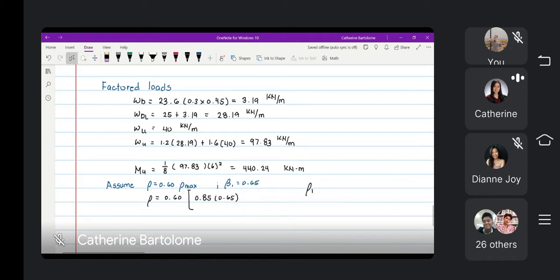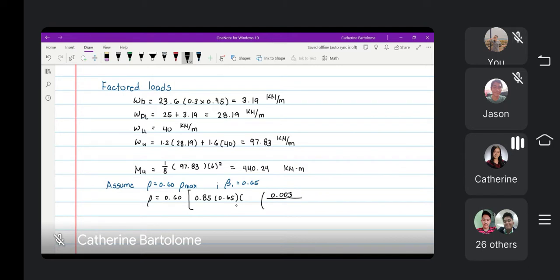What's the formula of rho max? 0.85 beta 1 fc prime over fy, right? Okay, correct. Fy is 415. So your fc prime is 56 over 415, times 0.003. Okay, so kindly compute.